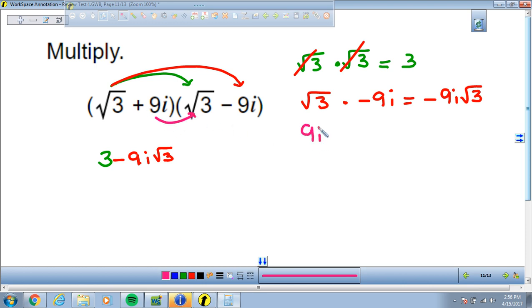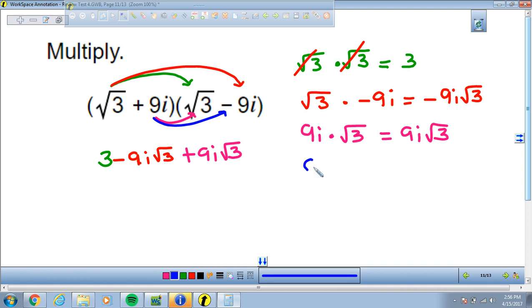Then 9i times square root of 3. 9i square root of 3. You do the same thing, but this time this is positive. And the last one, 9i times negative 9i. 9 times negative 9, negative 81. i times i, it's an i squared.